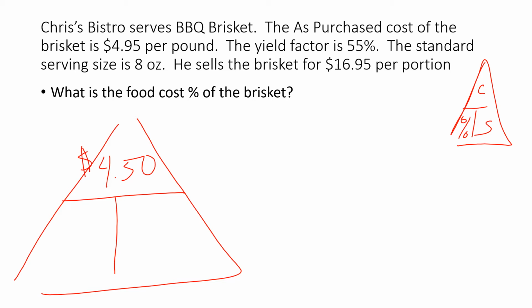$4.50. We're looking for the percent, so we're going to leave that blank. And what is our selling price? $16.95. Okay, so we have our formula right here. We know this formula. Divide 4.50 into 16.95. Yep, that's how we get our food cost percentage.